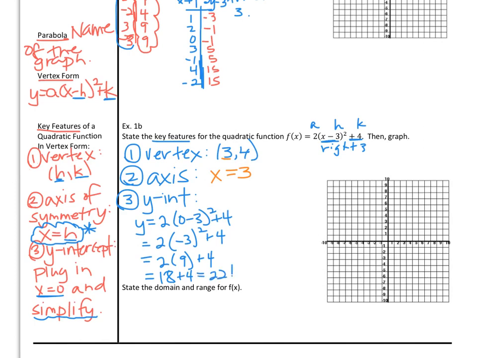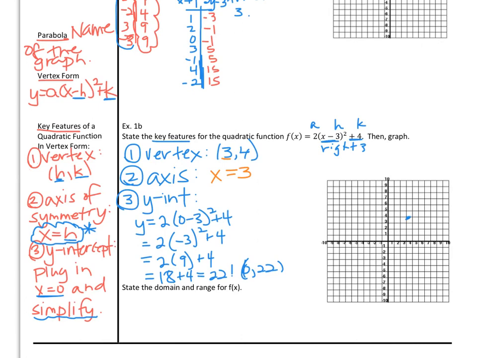Yikes, that's kind of big. So that would be the point (0, 22). I'm not sure that's going to fit on our graph, so we'll have to come up with an alternate plan. Let's see what we have so far. (3, 4) is our vertex. Let's go ahead and plot that point.